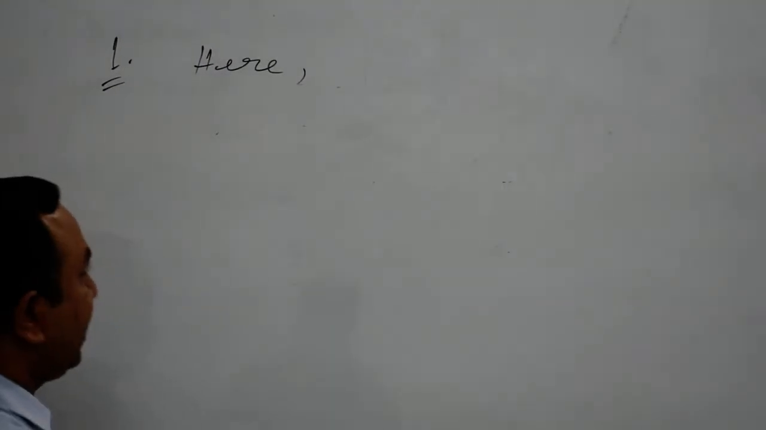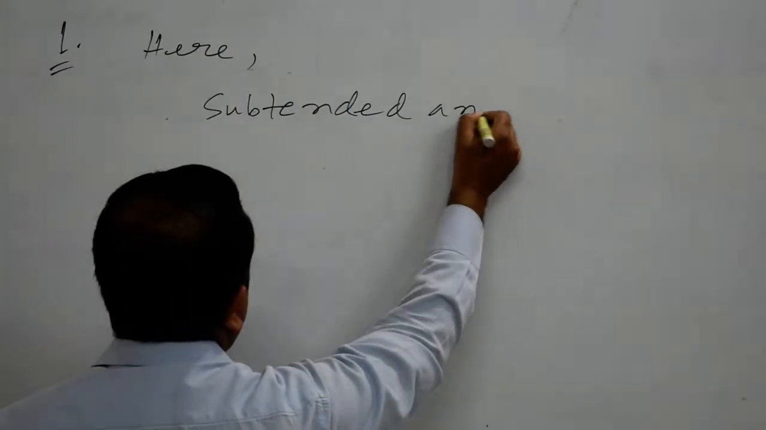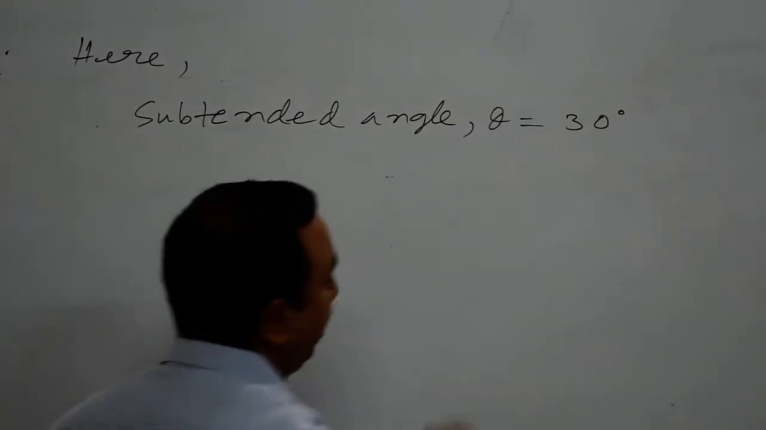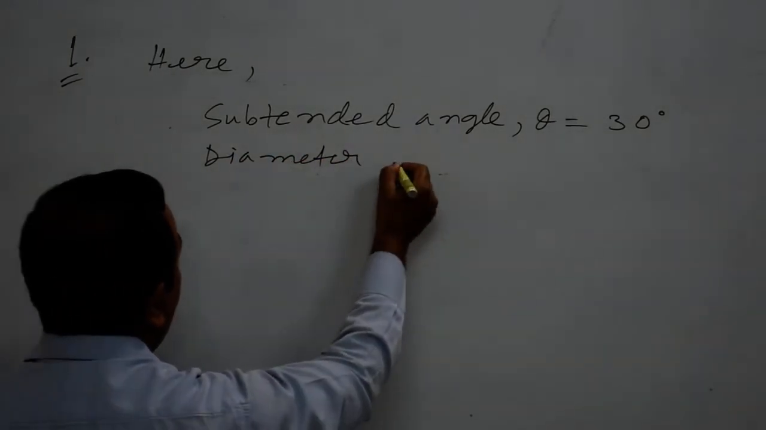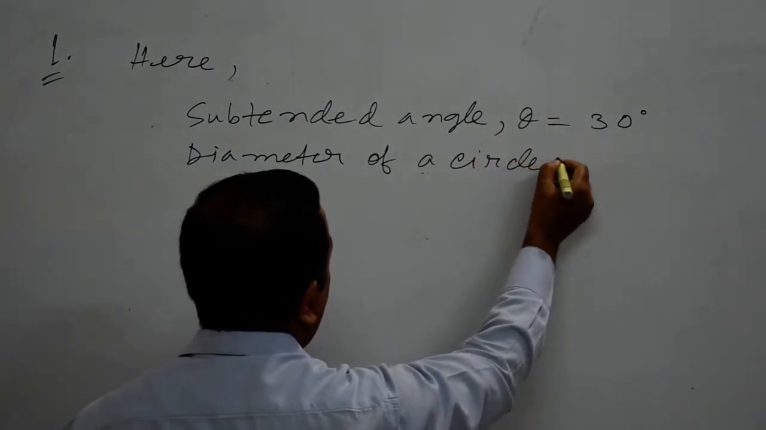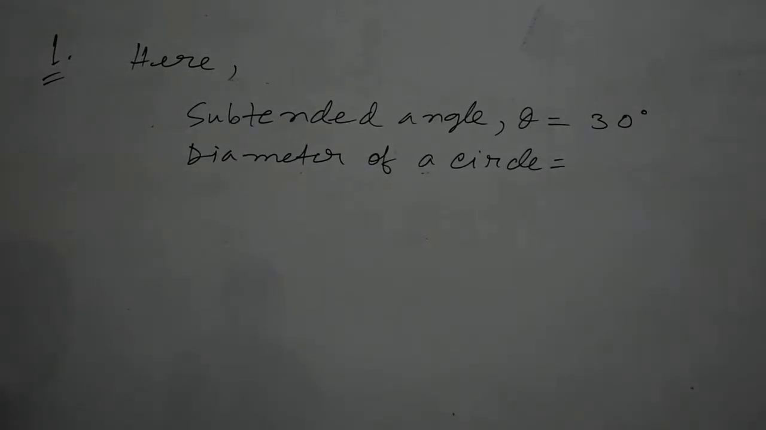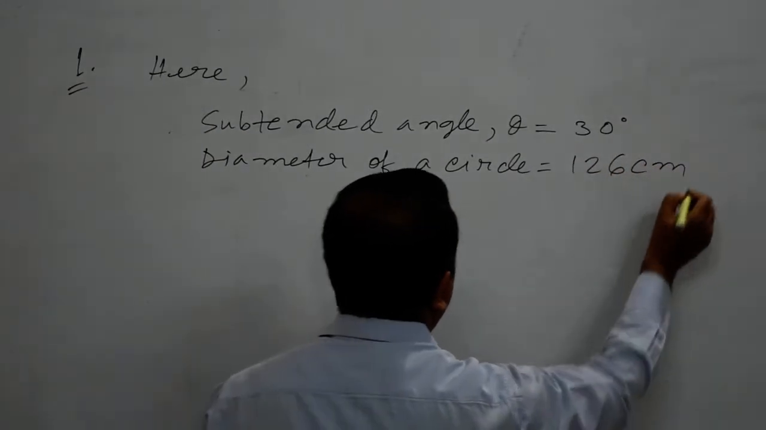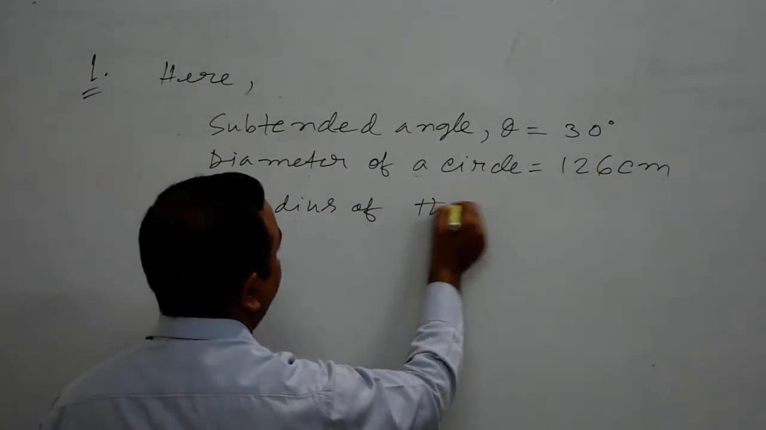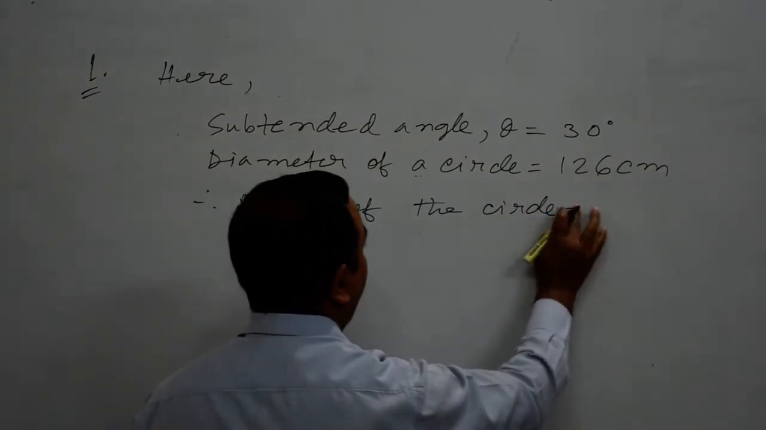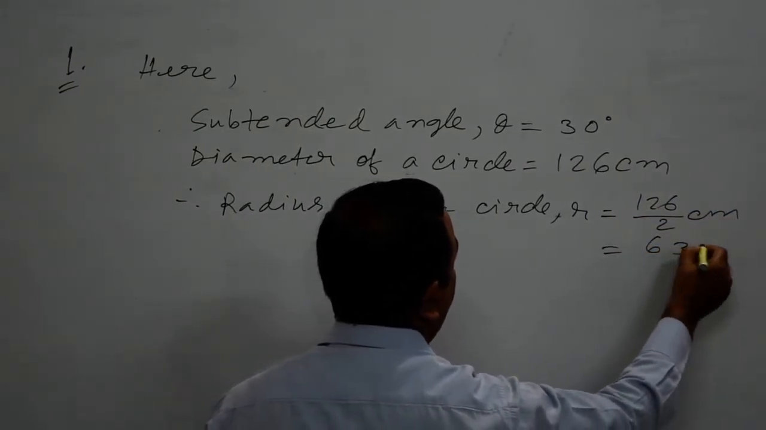Here, the given information is the angle subtended at the center. In short, you can write: subtended angle theta equals 30 degree. And another thing is the diameter. Diameter of the circle, you can indicate by D, or directly write 126 centimeter. So, the radius of the circle, you can indicate by R equals 126 by 2 centimeter, that is 63 centimeter.